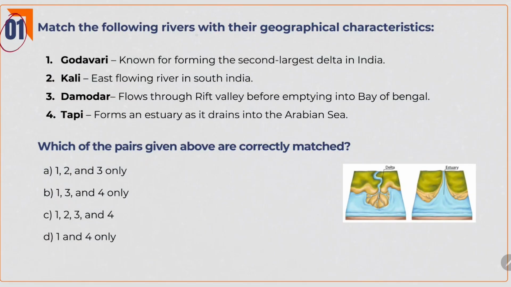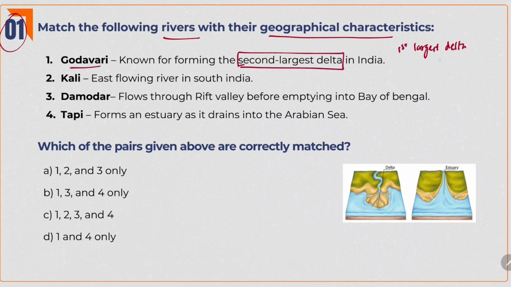First one, match the following rivers with their geographical characteristics. Okay, Godavari. It is known for forming the second largest delta in India. What is the first largest delta? We have discussed in last tests also. It is Sundarbans delta. And the second largest delta is KG delta, that is Krishna Godavari delta. So Godavari forming second largest delta is the right option.